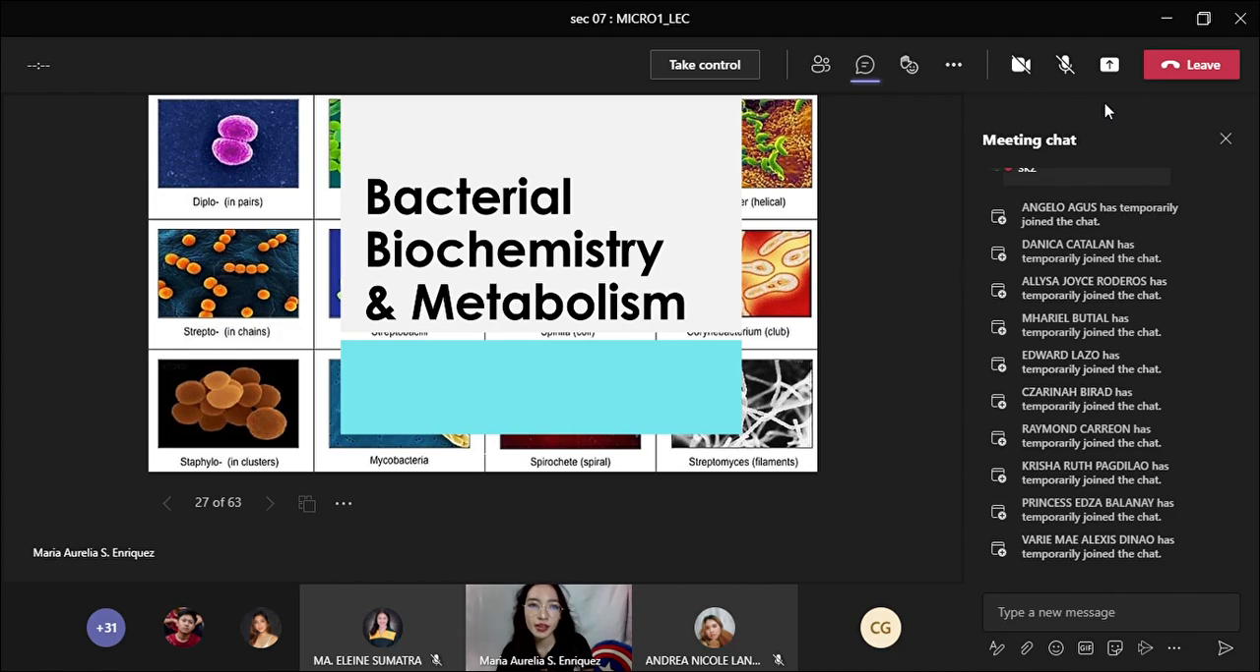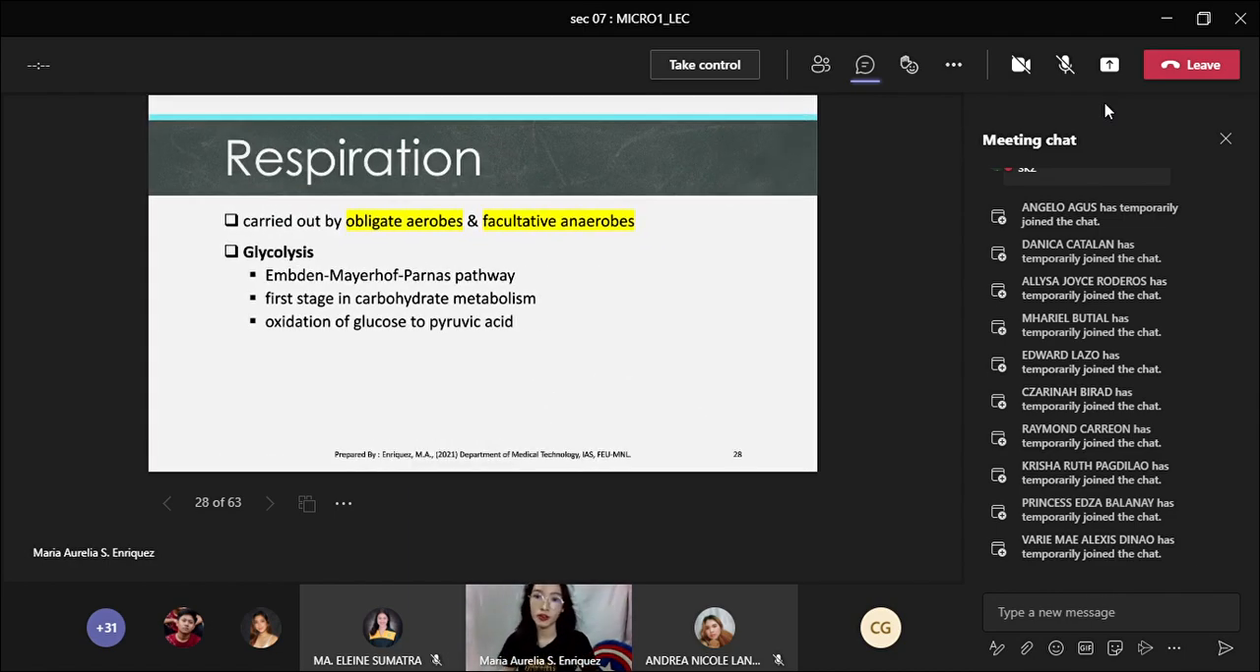Okay, so in this next segment of our discussion, focus tayo on the basics of respiration and fermentation. Alright, so respiration is an efficient ATP generating process wherein glucose is broken down. Ito rin po yung process na kayang gawin ng mga obligate aerobes and facultative anaerobes.